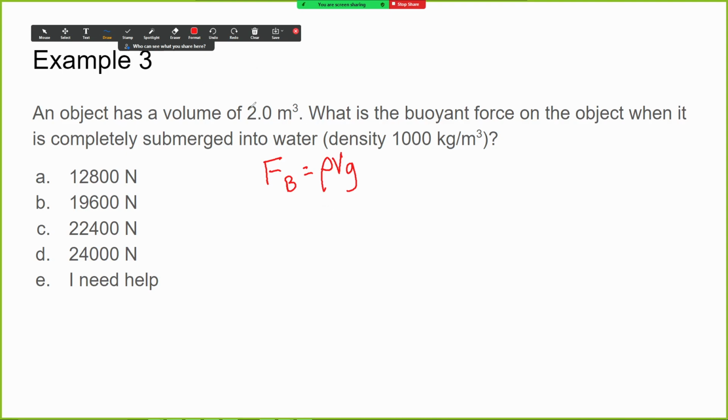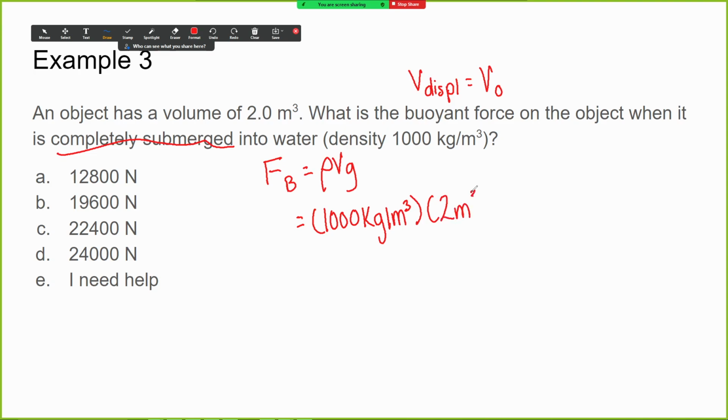So we are told that the object has a volume of 2 cubic meters, and we're told that it's completely submerged. So that means that the volume that's displaced is equal to the volume of the object. So we can plug in this 2 cubic meters for the volume of water that's actually displaced here. So this ends up being 1,000 kilograms per meter cubed, 2 meters cubed, g. Hopefully that makes sense. So completely submerged is a really big key here to know that the volume of the object is going to be the same as the volume of the displaced water.